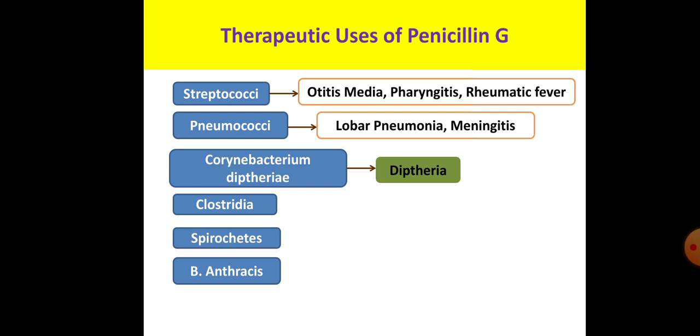Corynebacterium diphtheriae. Why have I shown it in green color? Because it is very effective. Till now there is no resistance, and along with the anti-diphtheric serum, penicillin G is the drug of choice.